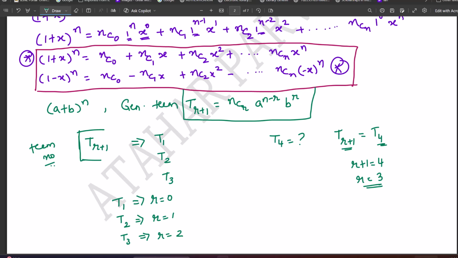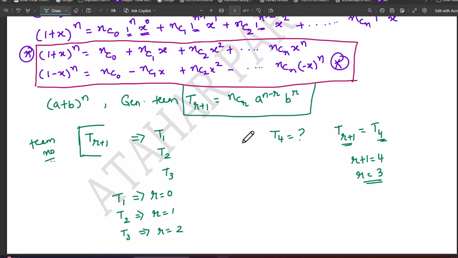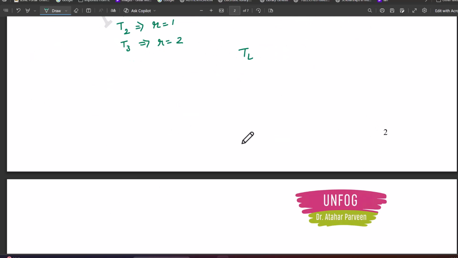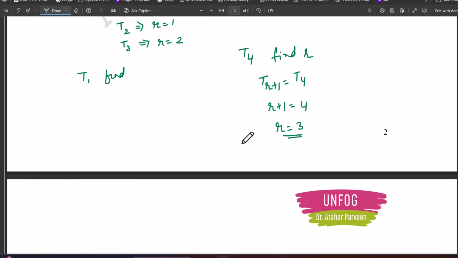Okay, clear, right? So if they ask a question like this, there is this fourth term T4, find r. So what you have to do? Just write T(r+1) is equal to T4. So r + 1 will be equal to 4, right? So your r will be equal to 3. In that case, if they give you T1 and tell you to find r, then T(r+1) is equal to T1, right? r + 1 is equal to 1 and r will be equal to 0.